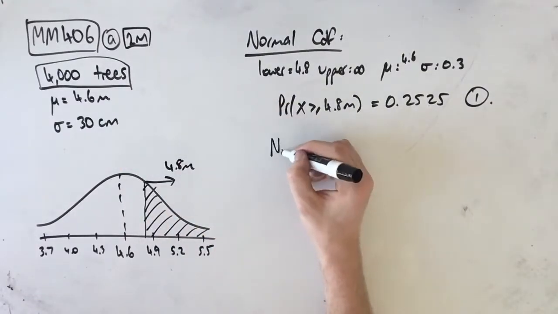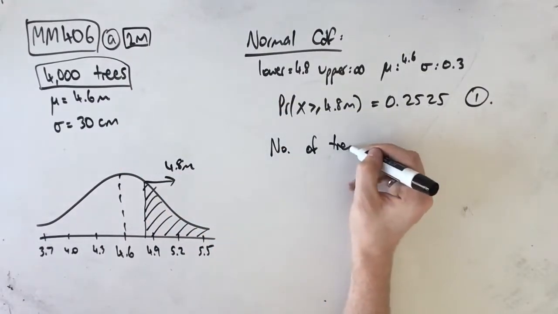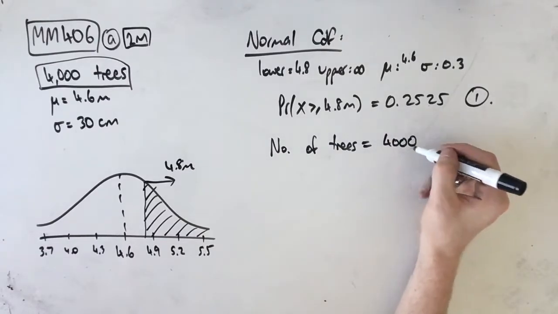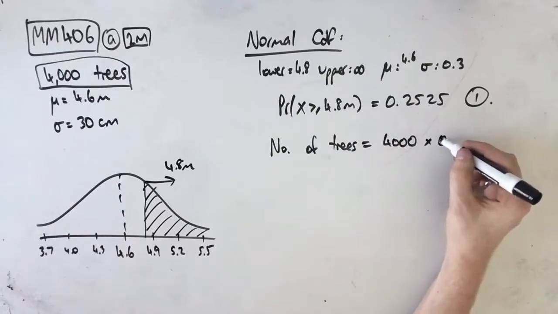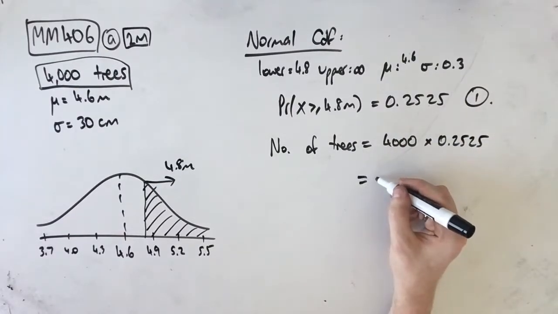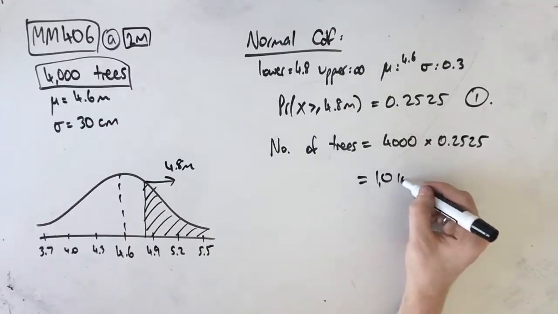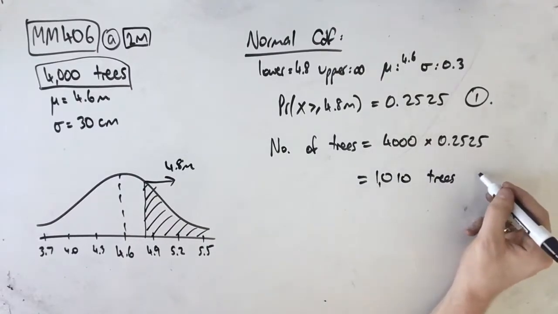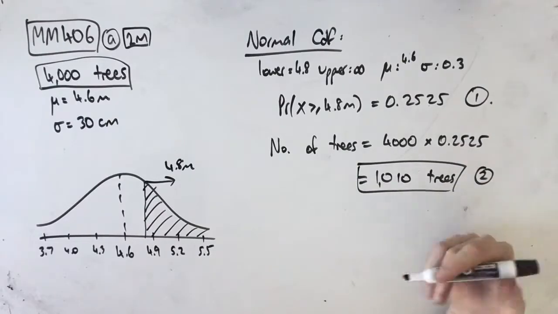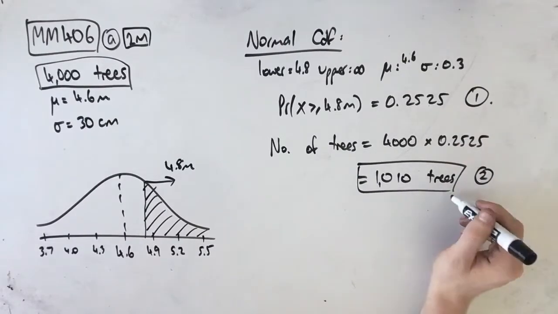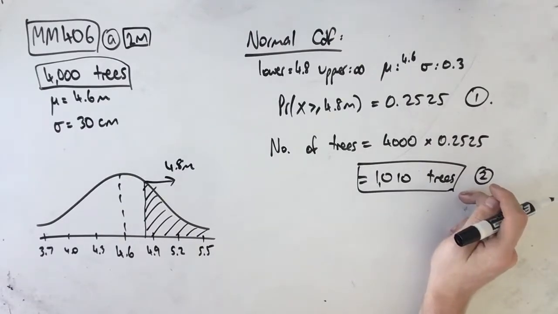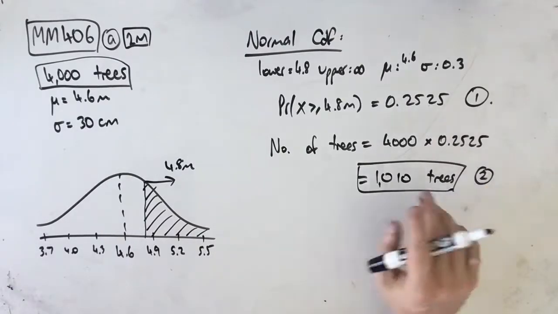So we can say that the number of trees is equal to 4,000, so our total amount of trees, multiplied by our probability that they're taller than that, which gives us, closest to the nearest tree, 1,010 trees. Now don't forget your units, which in this case is trees, because we are in a real world context here, so we need that. Guys, that's our second and final mark for part A. If you have any questions, let me know, but let's move on to part B.